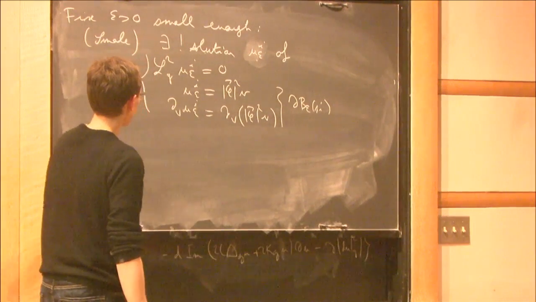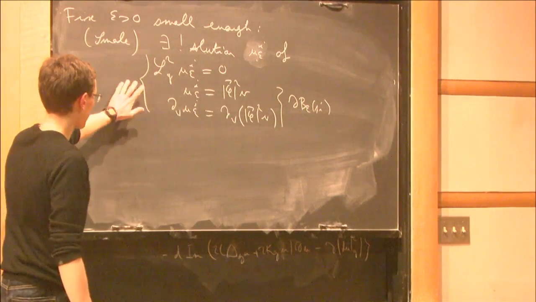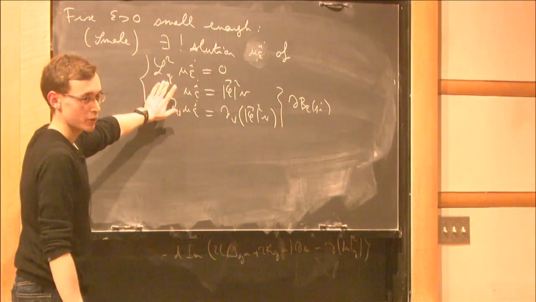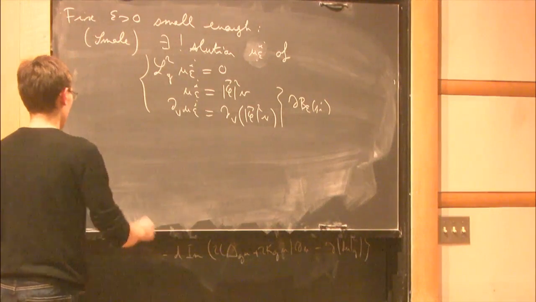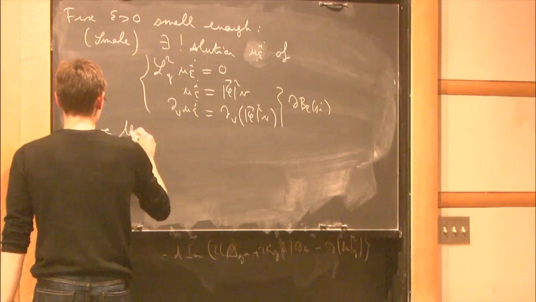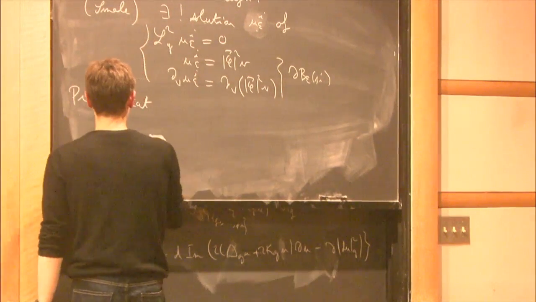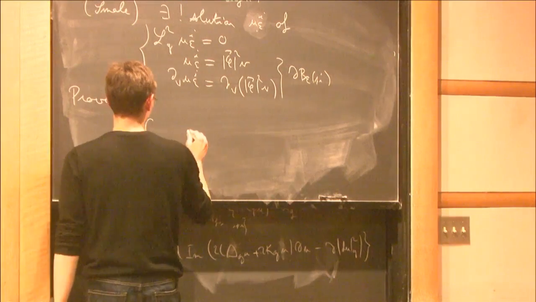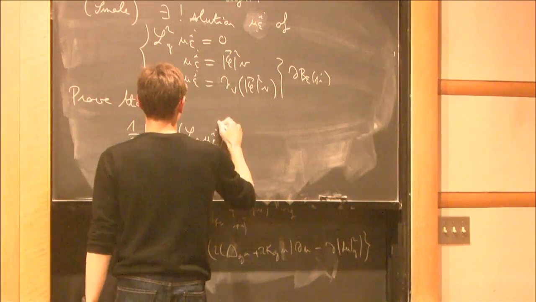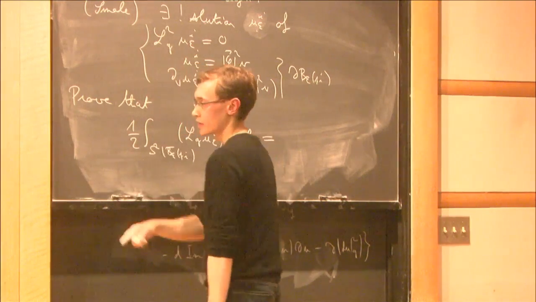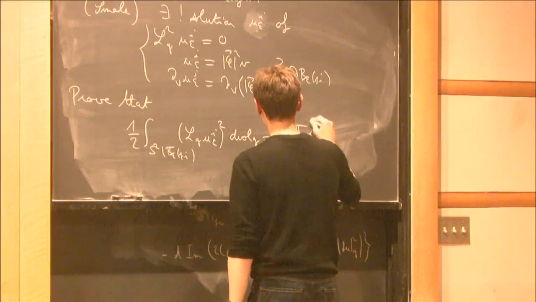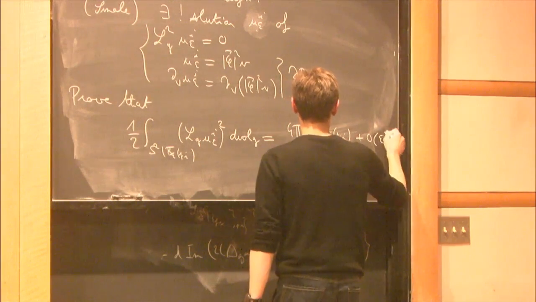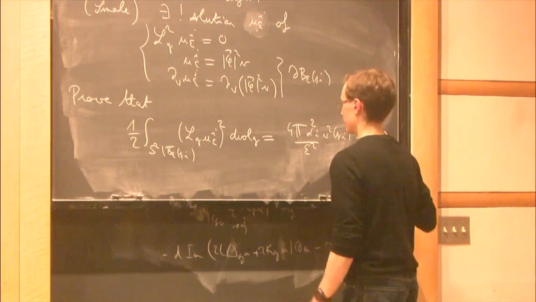Okay, so it's the same result as for geodesics, the existence of conjugate points, and if you take epsilon small enough, then you have no nullity of this operator, and you can solve uniquely. And now you can prove that one half of the Dirichlet energy of u_epsilon^i squared is exactly equal to this singular term. It also works when you have a logarithm, but let me stick to this case.